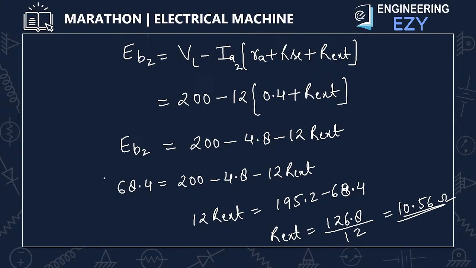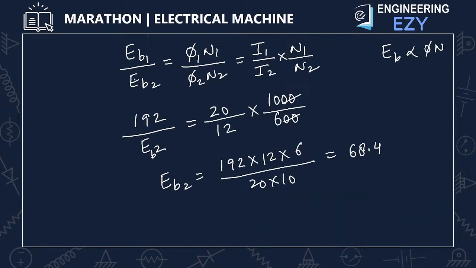Okay, it is now EB2. Abhishek is saying, sir, you have to just check EB2. So what is the EB1? EB1 upon EB2 is equal to Phi1N1 upon Phi2N2, because back EMF is Z phi N P upon 60 A, so phi multiplied by speed. So EB1 upon EB2 is Phi1N1 upon Phi2N2. Phi1 upon Phi2 can be written as I1 by I2 into N1 by N2. So I1 is 20 ampere, I2 is 12 ampere, N1 is 1000 RPM, N2 is 600 RPM.